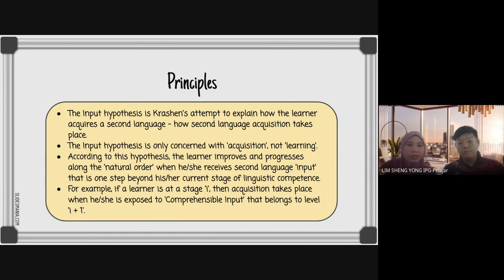According to this hypothesis, the learner improves and progresses along the natural order when he or she receives second language input that is one step beyond his or her current stage of linguistic competence. For example, if the learner is at stage i, then acquisition will take place when he or she is exposed to comprehensible input that belongs to the level known as i plus 1, which goes beyond the current level of the learner.